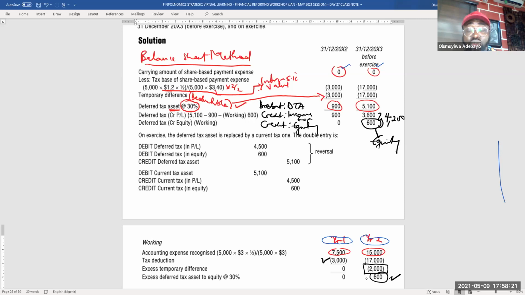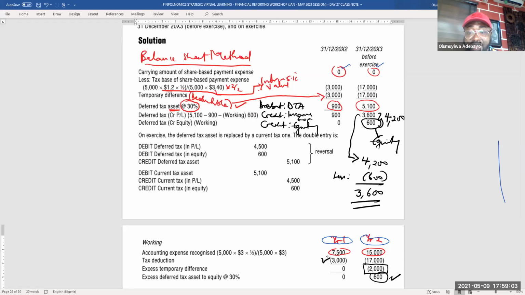Now the 4,2 is split into the portion that goes to equity, to increase equity, and the portion that goes to the income statement to increase our profit by way of deferred tax credit. Now this 3,6 is the 4,2 less the component that goes to equity, which is 600. And that gives us 3,600. 3,600 is the component of the movement between last year and this year that goes to profit or loss, while 600 goes to equity.